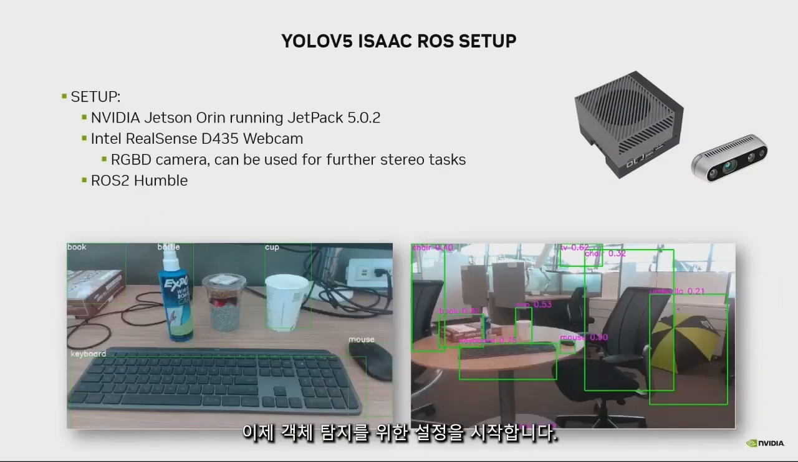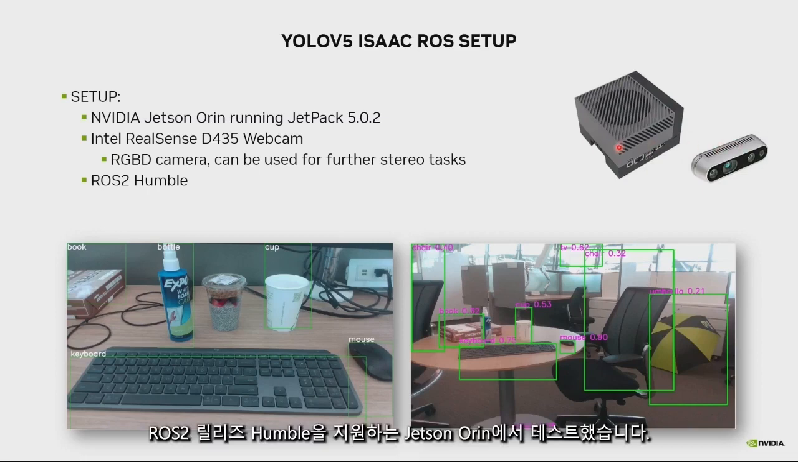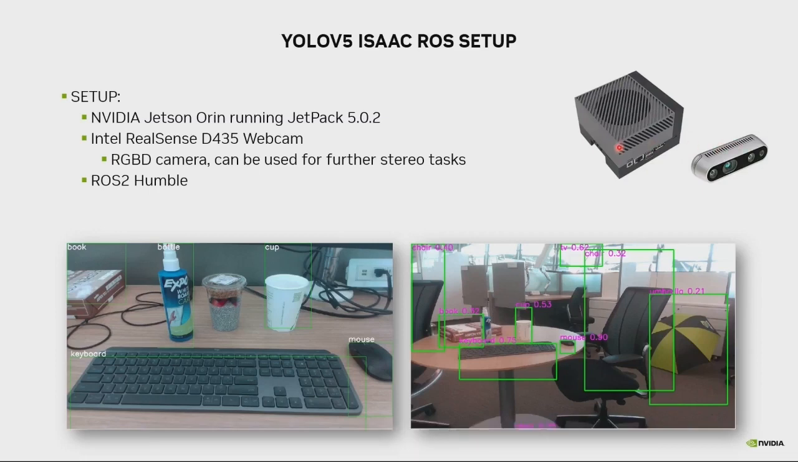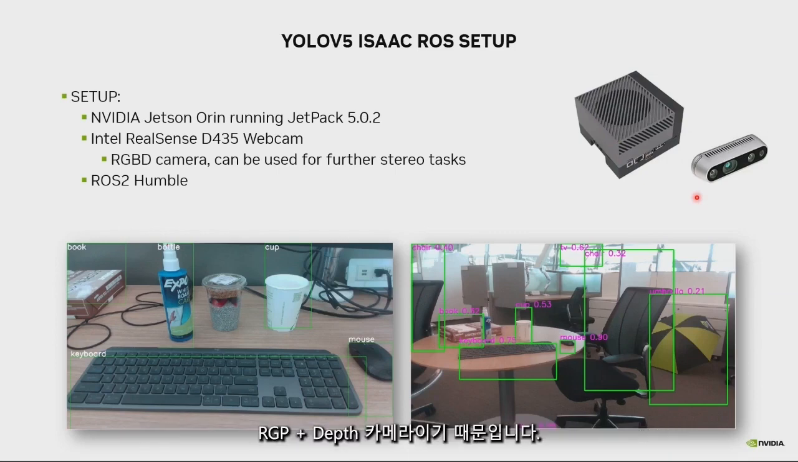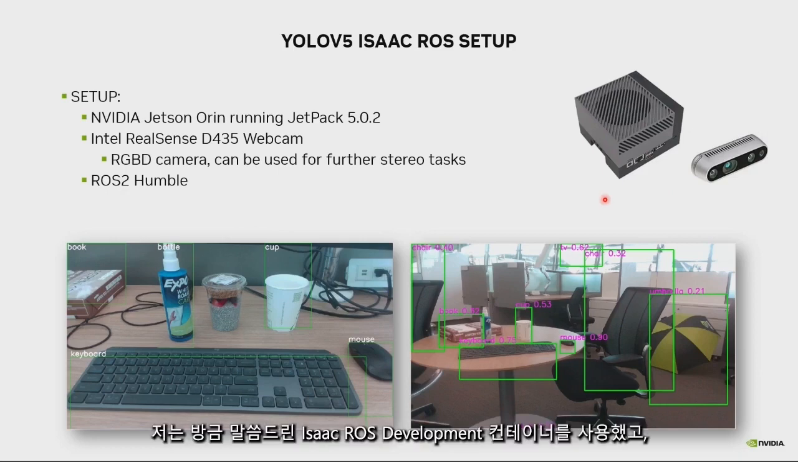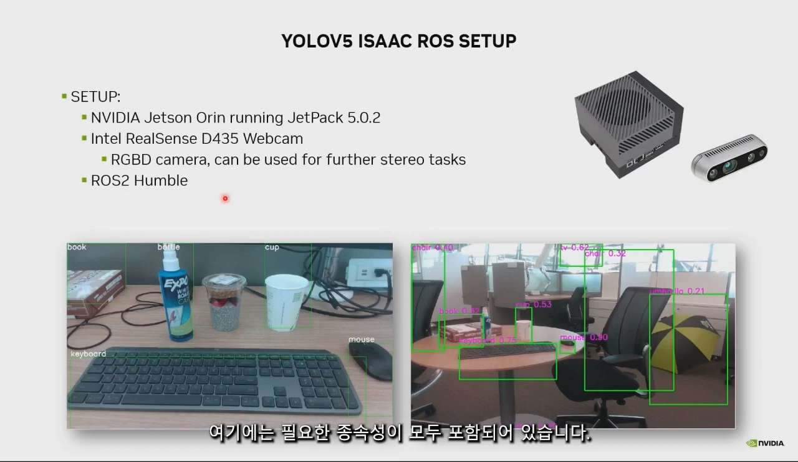Now, coming to the setup for object detection, I tested this project on a Jetson Orin running the latest Jetpack and the latest ROS2 release Humble. For live input, I used the Intel RealSense webcam, since this is an RGB plus depth camera, which can be useful in a robotic system for other tasks like depth perception. I used the Isaac ROS development container that we just talked about, which contains all required dependencies, and it was pretty quick to set up and to work with.